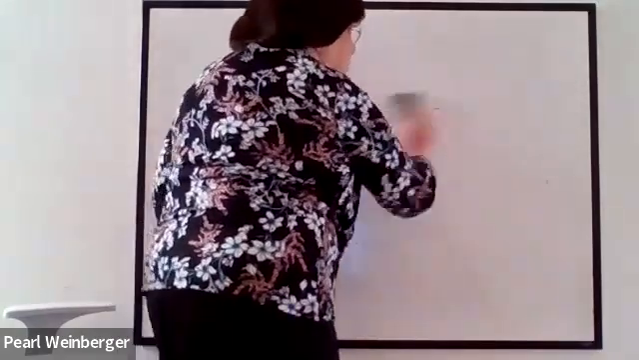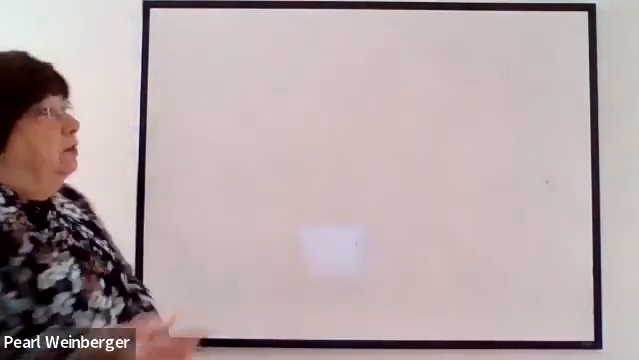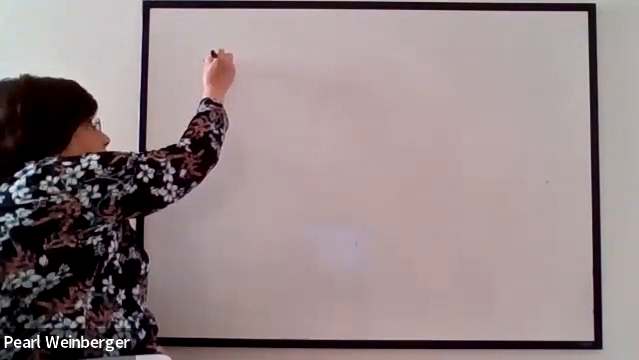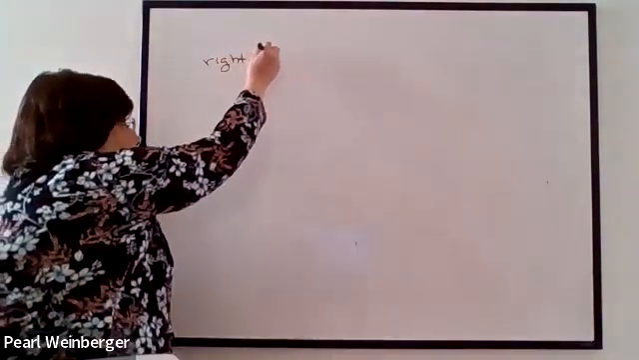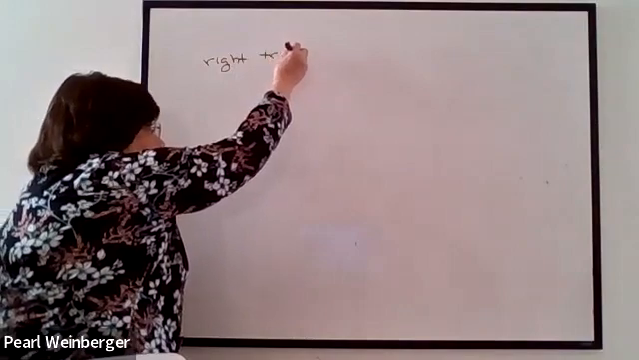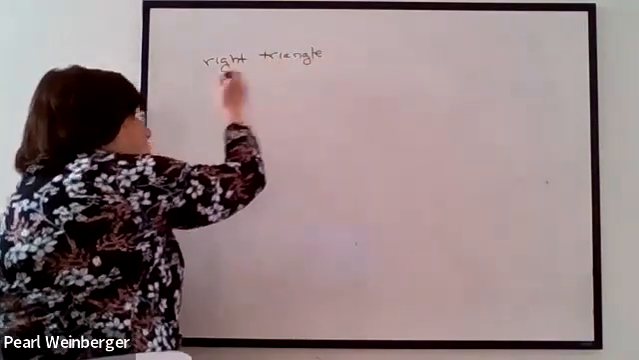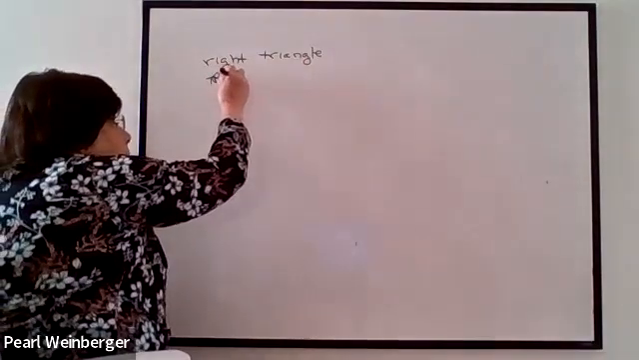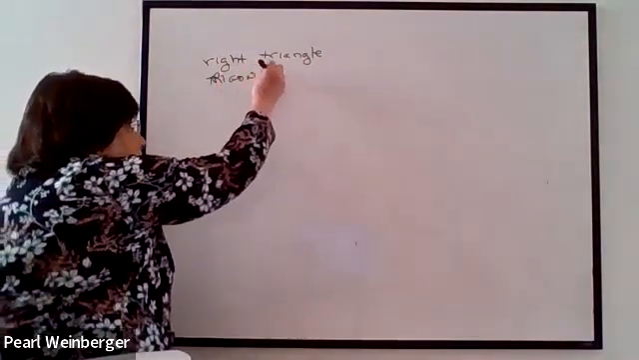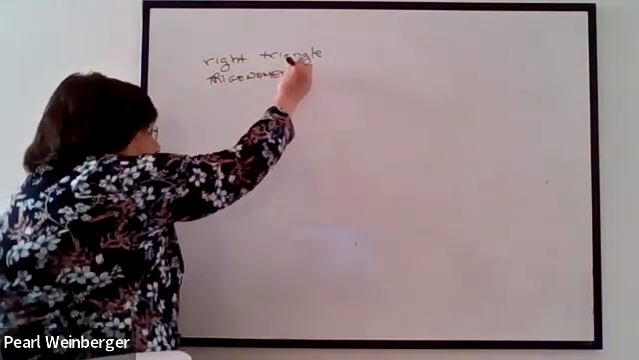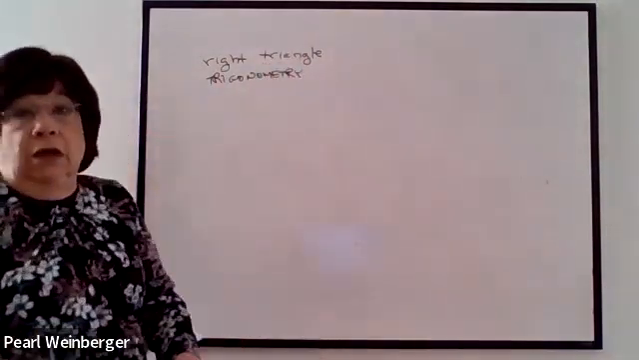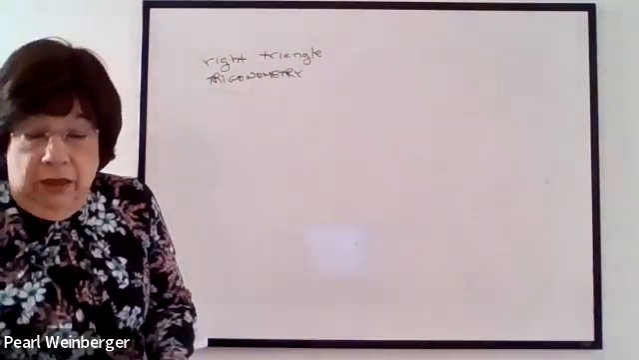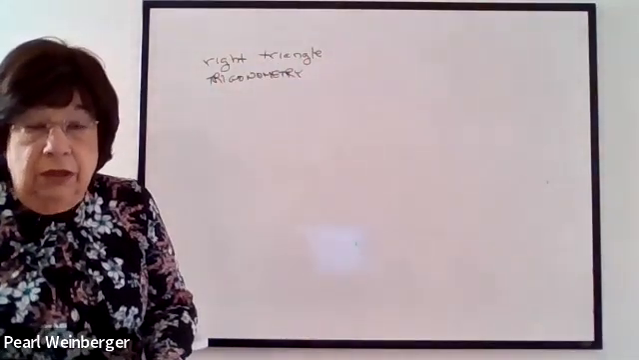Starting with a fresh board. We talked about something called the Pythagorean theorem. The chapter or the topic we're talking about now is something called right triangle trigonometry, which is basically the study of a right triangle, which is a triangle that has a 90-degree angle in it.